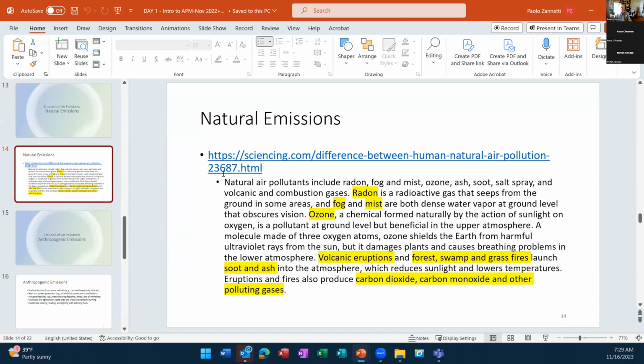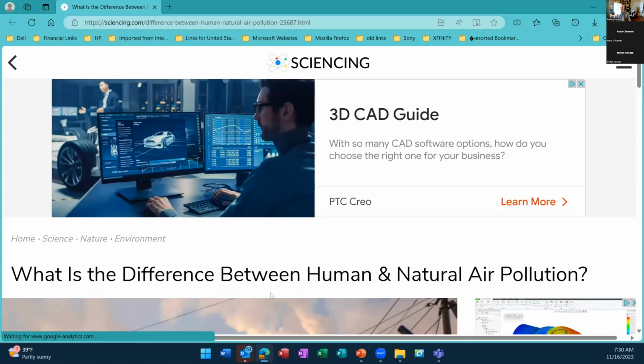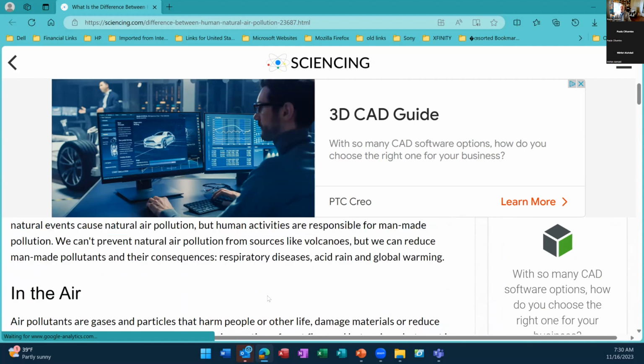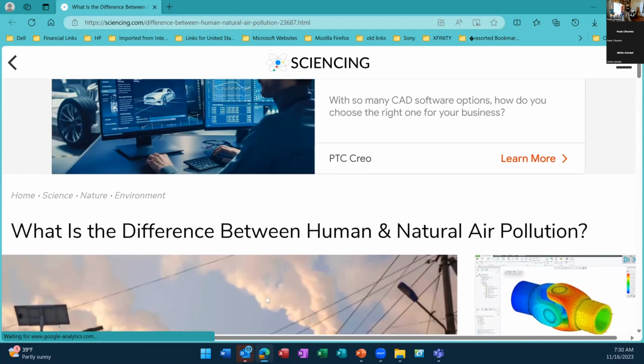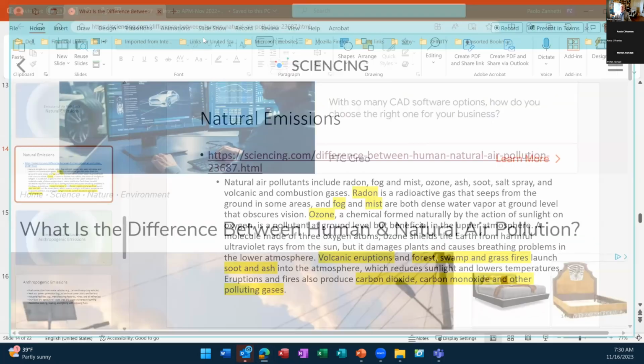Let's see what we have here. Yeah, this is a nice summary article, actually, not a paper. It's a nice summary to explain the difference between human, anthropogenic, and natural air pollution. It's easy to understand.